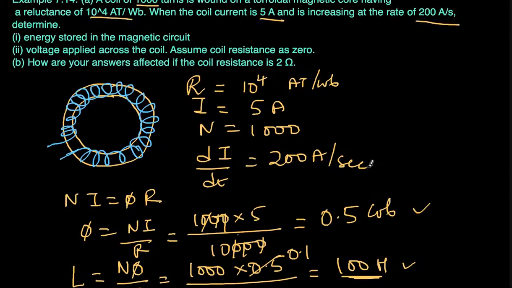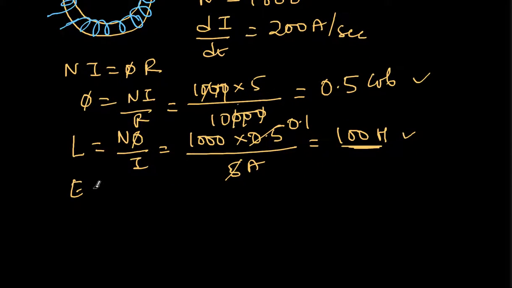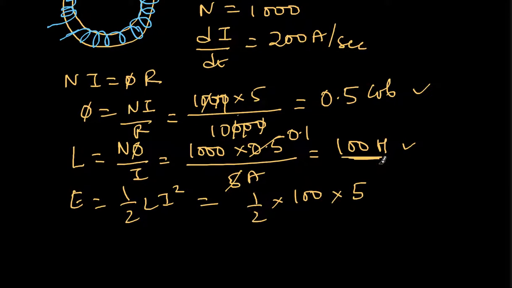Now, energy stored in the magnetic circuit. For that I have to do half L i squared. So that is half into 100 into i squared, and my current is 5 amperes, 5 squared. So that is 2500 divided by 2, which is 1250 joules. So this is the energy stored in the coil.